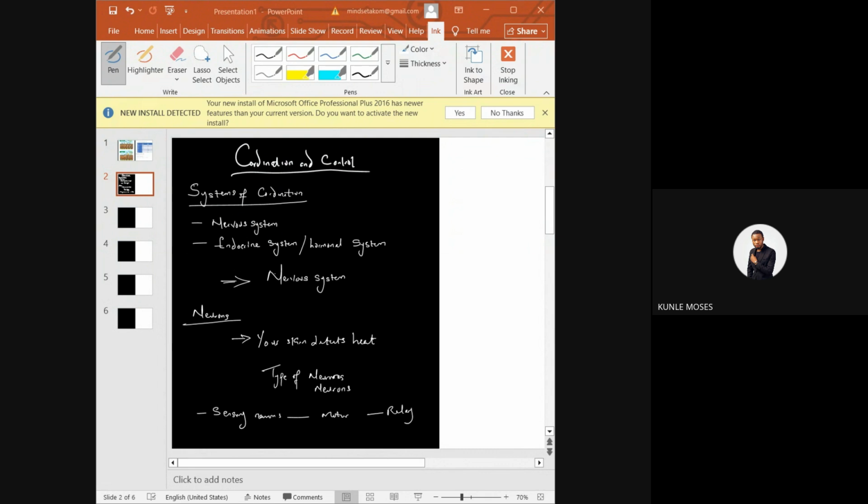So let's quickly look at the structure of a neuron. Let me see if I can get a diagram for that. I hope you guys understand everything under neuron for now. Okay, I think I see a diagram there.